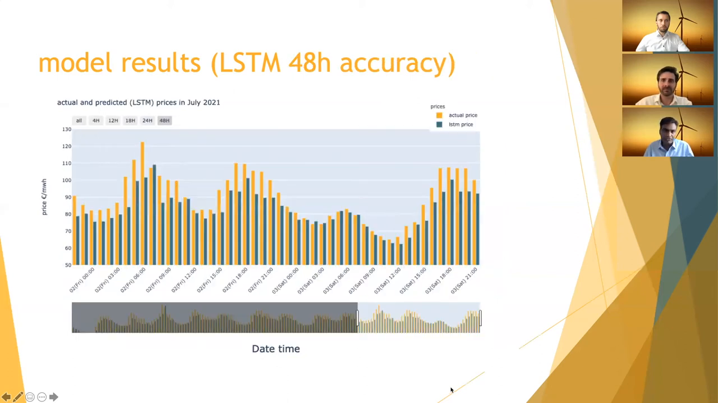If it is zoomed into the 48 hours, side by side, you can see the predicted values are very close to the actual values. So this is also some evidence of better accuracy. And we got a mean squared error of 36 with this model.